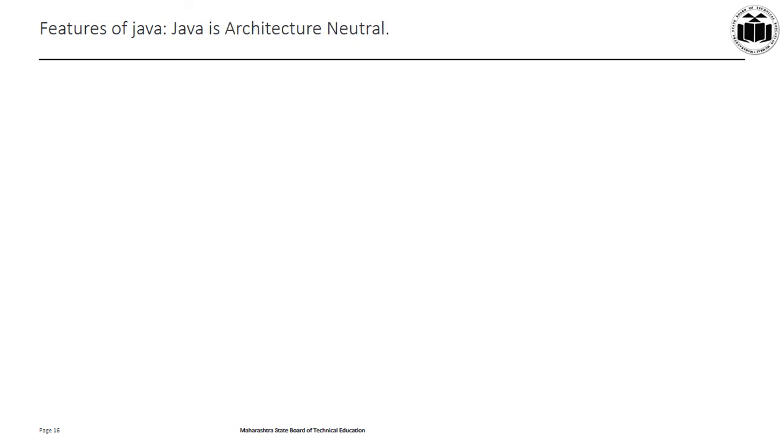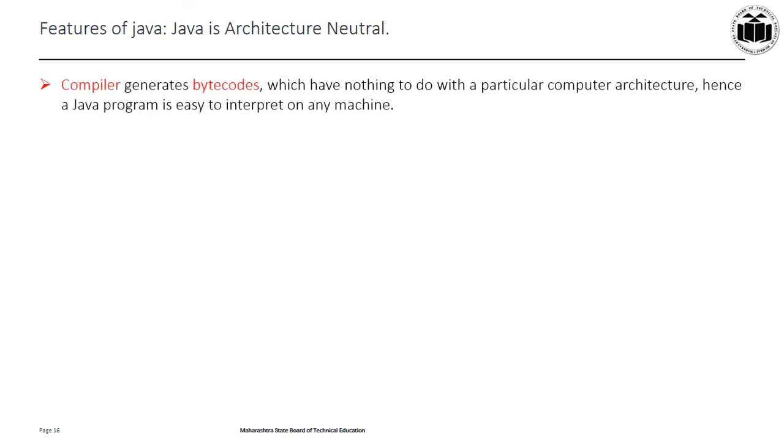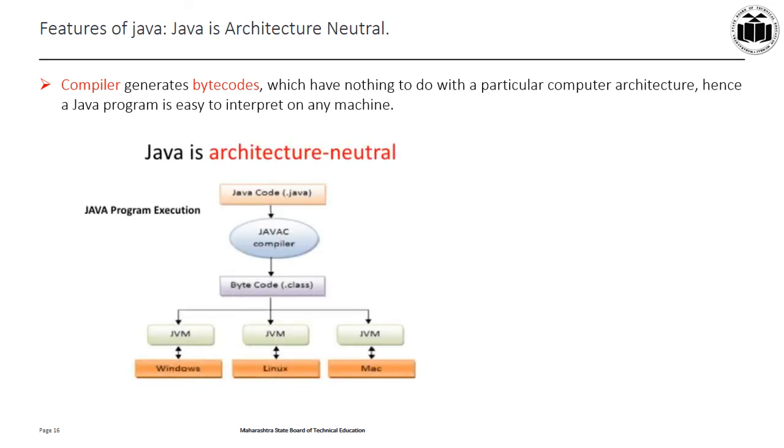Next feature is architecture neutral. It means the compiler generates bytecodes which have nothing to do with a particular computer architecture. Hence, a Java program is easy to interpret on any machine. So here, as we have seen earlier, the Java compiler compiles Java code and converts it into bytecode, that is a .class file, and every operating system has its own Java virtual machine. So we can say Java is architecture neutral.